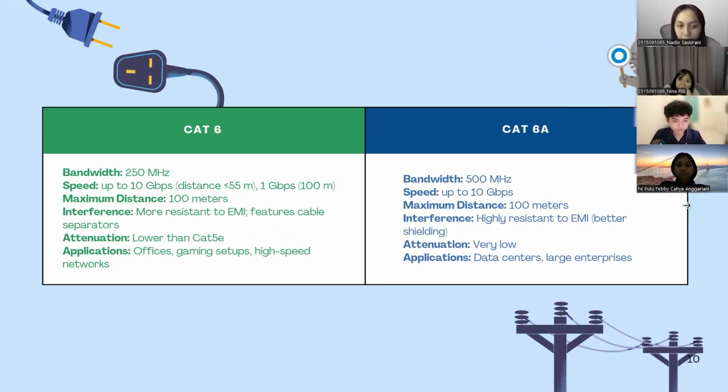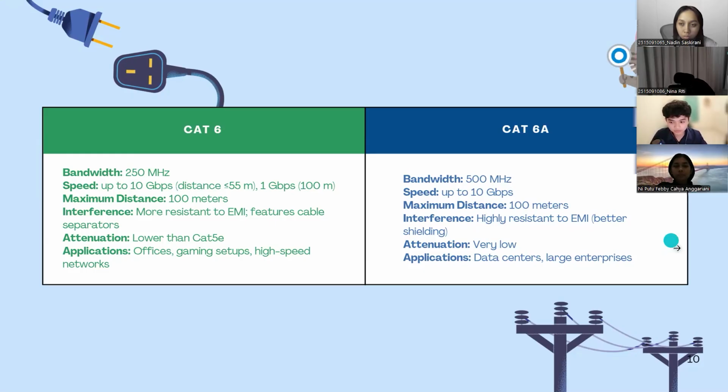So now we have Cat 6 and Cat 6a. Let me start with Cat 6a first. Cat 6a has a bandwidth of 500 megahertz and speed up to 10 Gbps. It has better shielding and very low interference. As you can see right here, the distance is 100 meters, and this is commonly used in data centers and large networks.